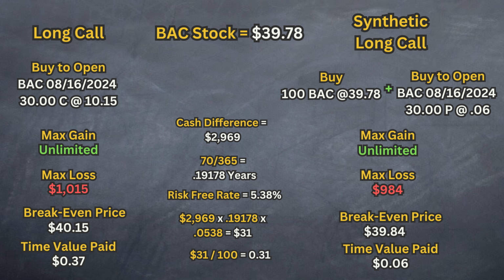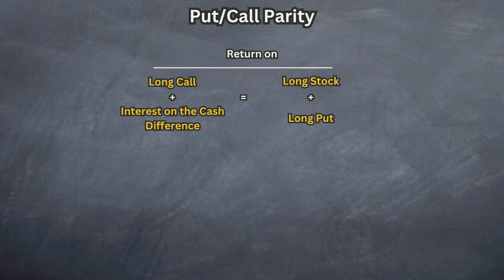That 31 cents is what makes the long call equivalent to the synthetic long call. With the long call, you pay an extra 31 cents of time value, but you get it back in the form of interest on the cash difference between the two trades. This relationship between a call and the same strike put is known as put-call parity. The formula states that the return on a call option plus the interest on the cash difference at the risk-free rate should equal the return on long stock combined with the long put, which is exactly what we just looked at with Bank of America.